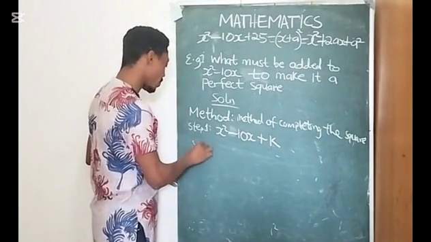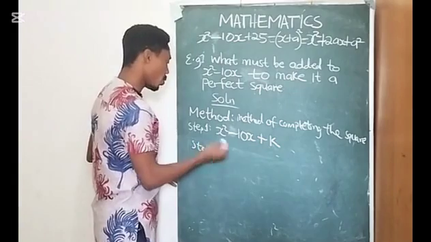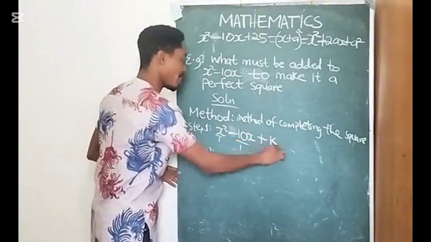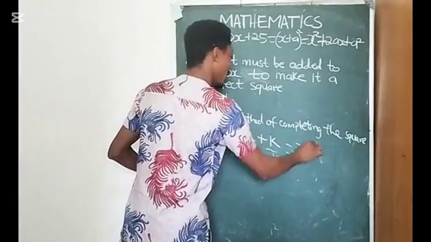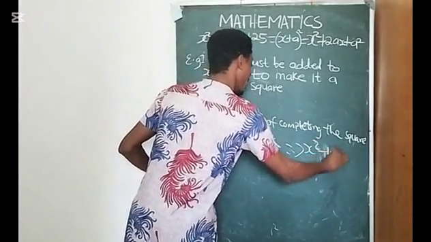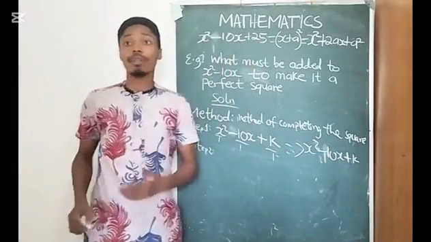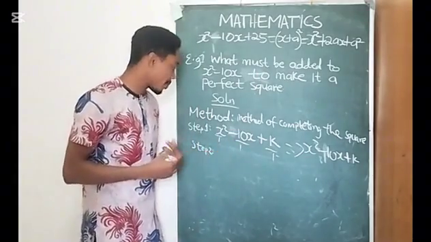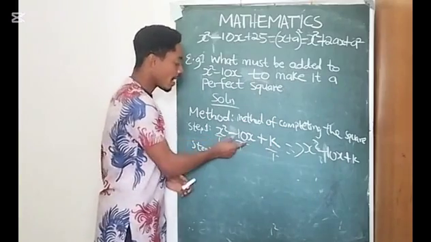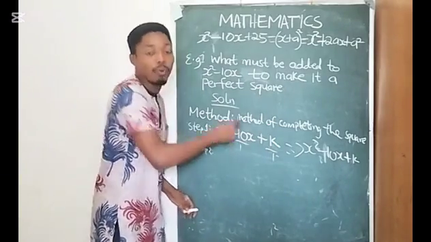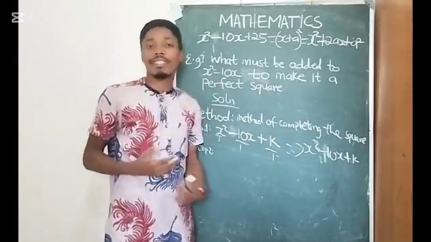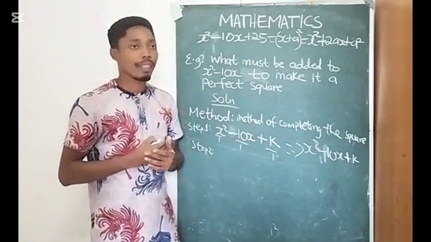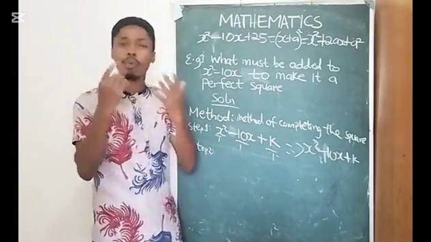Now the second step. Dividing by 1 is still the same thing, x squared minus 10x plus k. So the second step is I will take the coefficient of x. The coefficient of x is minus 10. I will multiply the coefficient of x by 1 over 2, and when I do that, I will square the result.